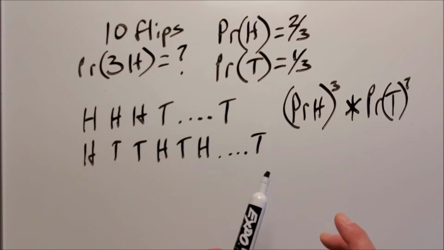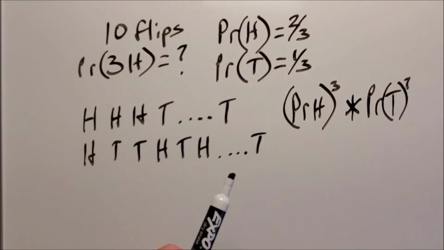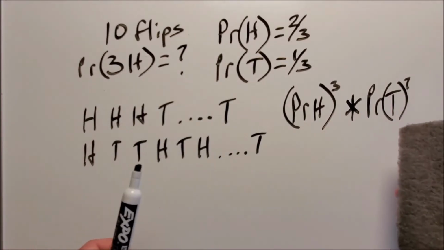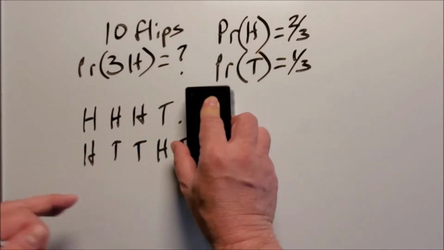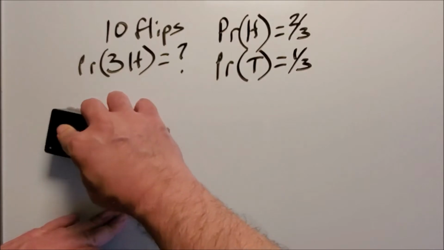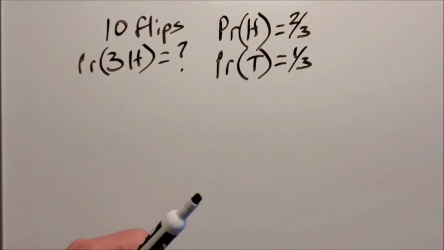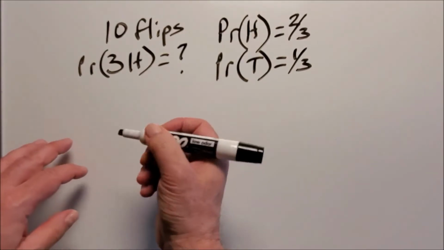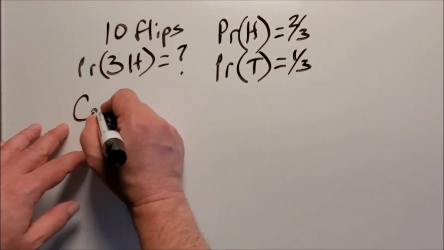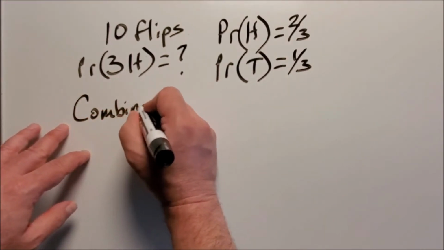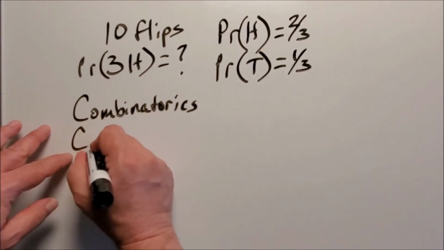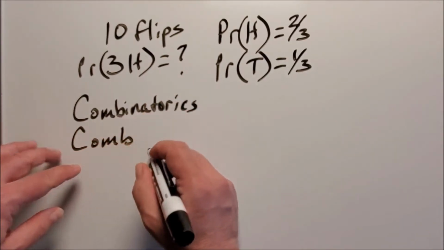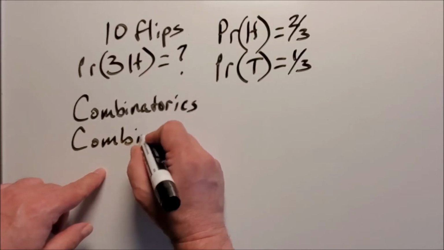So what we're going to do, and this is more or less a rehash of the last video, is we're going to use combinatorics or counting problem methods and procedures to help us with this part of the problem. So the topic is combinatorics. And we're going to use a subtopic of combinatorics called combinations.